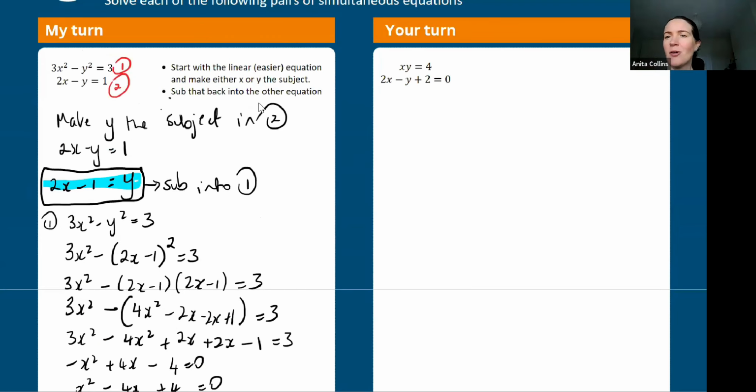The first two steps is all I need you to lock in, how to start. After that, hopefully you'll be able to just take it from there. So there's a question on the right for you to try. The top equation, it's not quadratic, it's just got x times y equals 4. Just stick with the process, stick with the plan. I would probably start with the second equation and maybe make y the subject, and then sub that back into the first equation and just take it from there.